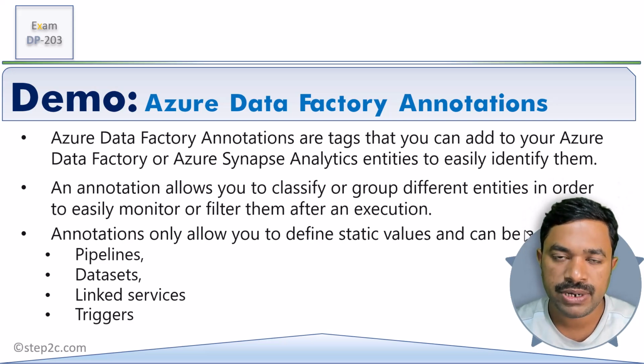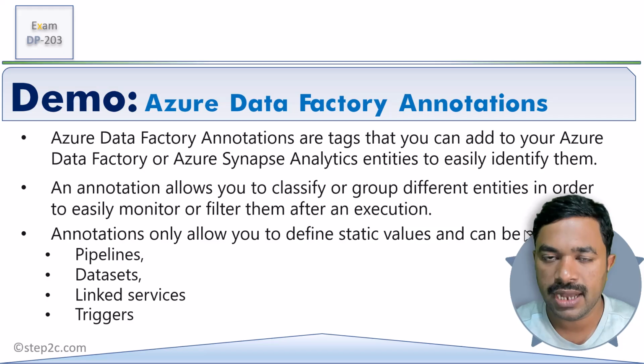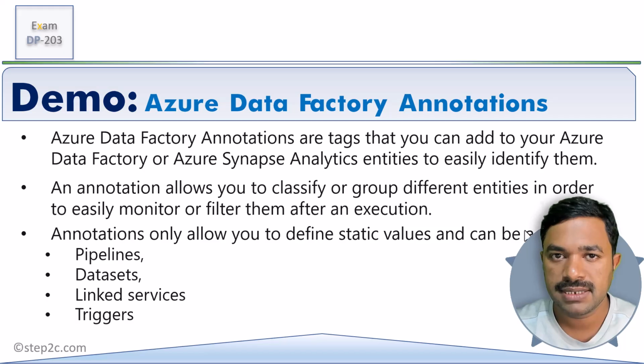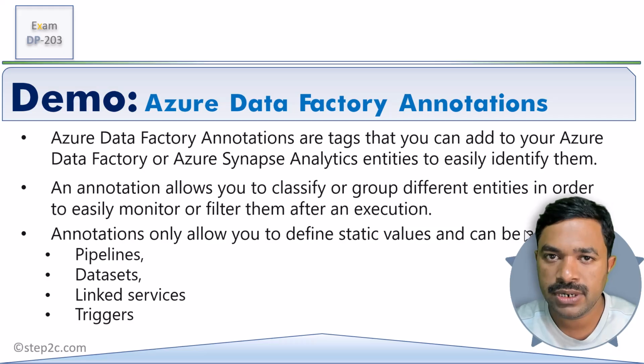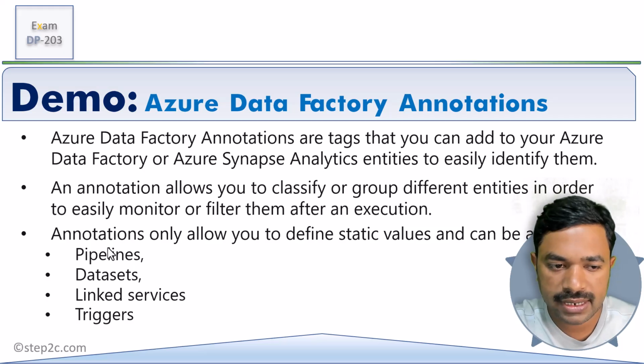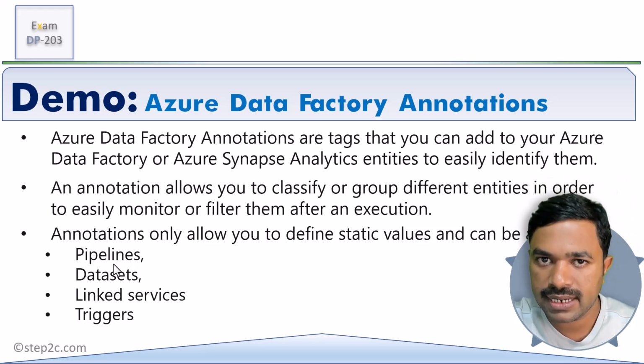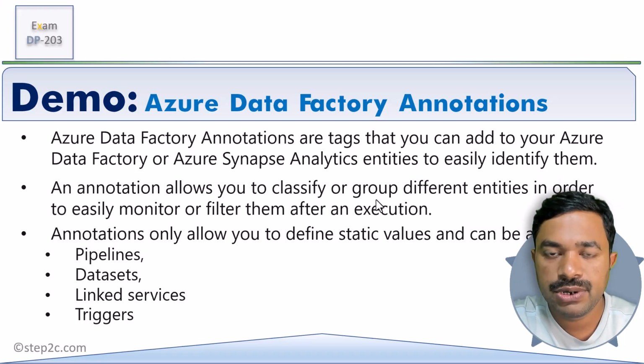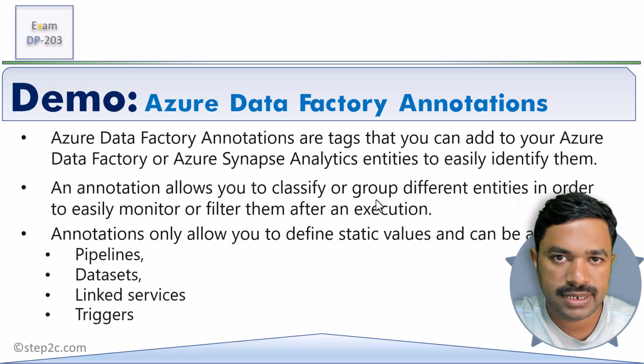So by using annotation, you could specify some tags to your Azure Data Factory components. Say for example, all the sales related Azure Data Factory pipelines can be tagged to sales. Similarly, HR related pipelines can be tagged to HR. So by using different tags, you could easily monitor the pipeline execution in different groups. You could give the annotation at pipeline level, dataset level, linked service level, or at the trigger level. So let's see how we could define the annotation and how we could use the annotation inside the monitor tab.